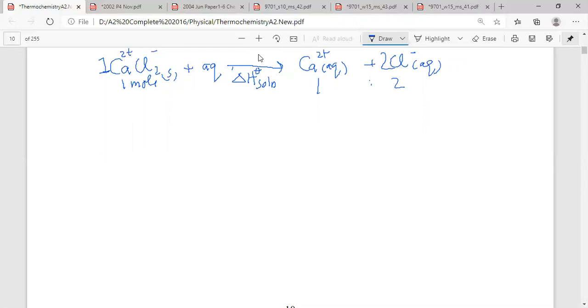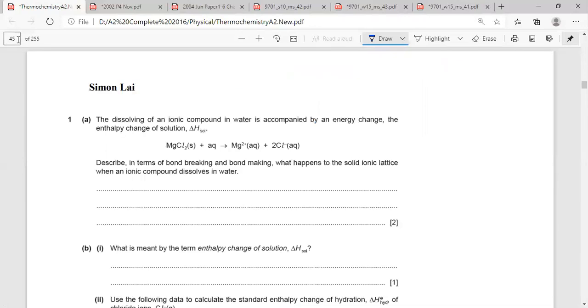Now let me show you a question that has all these things. The whole question talks about this whole thing, so I thought it was a pretty good question to explain this. Okay, it is on page 45, the whole thing will be there.